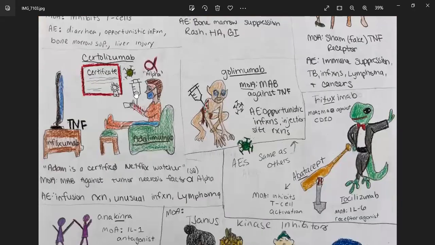We have this guy, Adam, who is watching Netflix, and he is a certified Netflix watcher. And that is because all these drugs, so certolizumab, adalimumab, and infliximab, are all monoclonal antibodies against tumor necrosis factor alpha. So we have an alpha here, and adverse effects are infusion reactions, unusual infections, and then lymphoma.